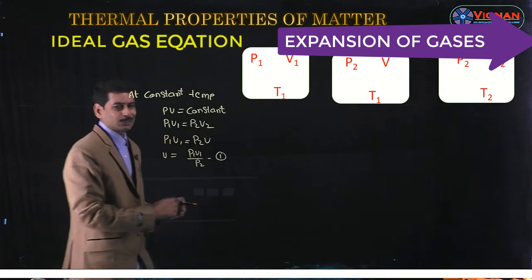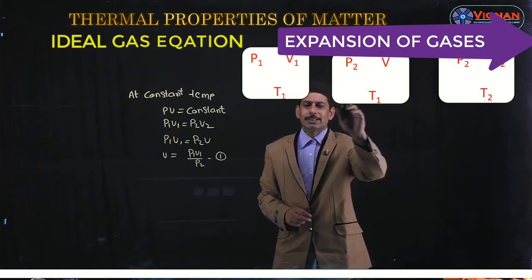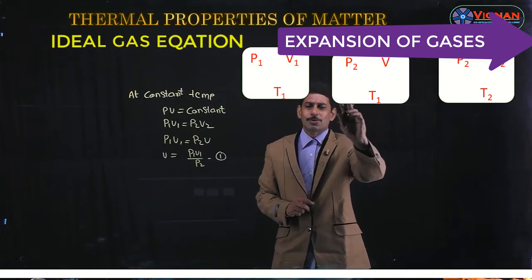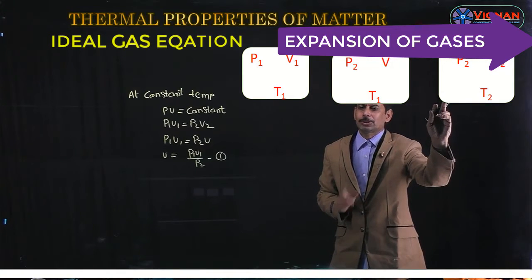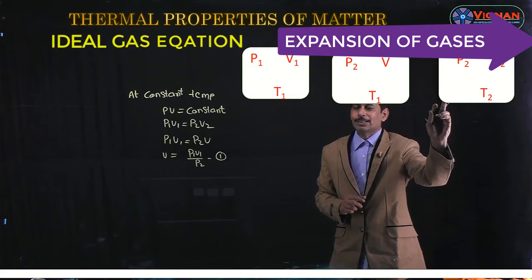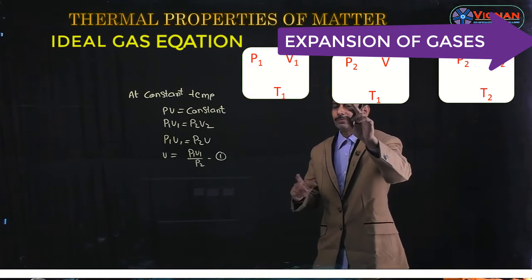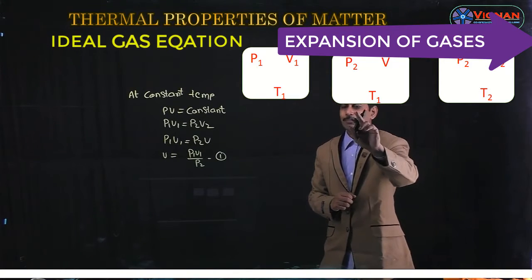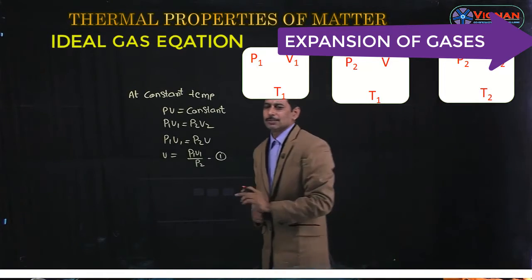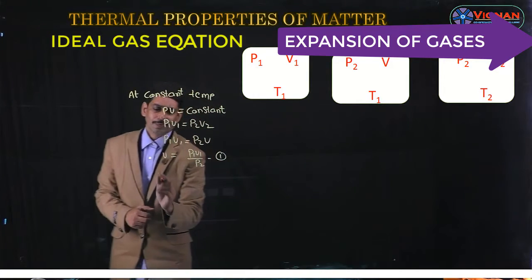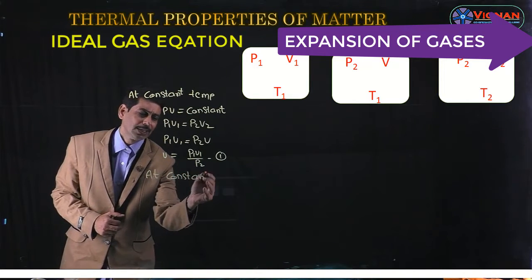Now observe the last two cases. Here the pressure is P2, volume is V and absolute temperature is T1. And here the pressure is P2, volume is V2 and absolute temperature is T2. That means we are keeping the pressure P2 constant, and the volume changes from V to V2, whereas temperature changes from T1 to T2. So whenever the pressure is constant, we can apply Charles' law. So apply Charles' law in these two cases. Charles' law is nothing but at constant pressure.